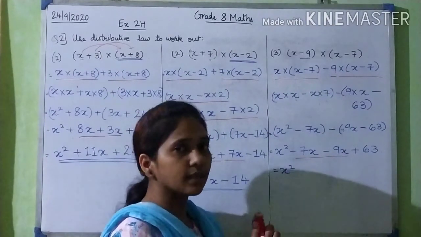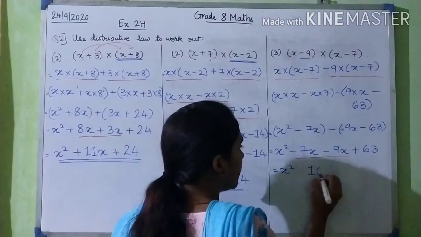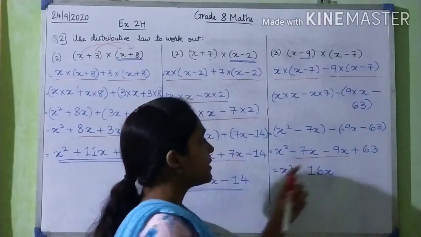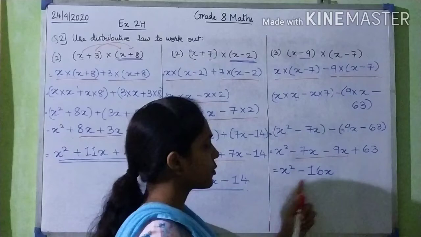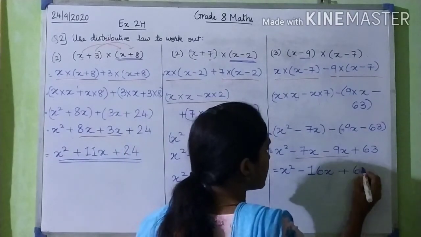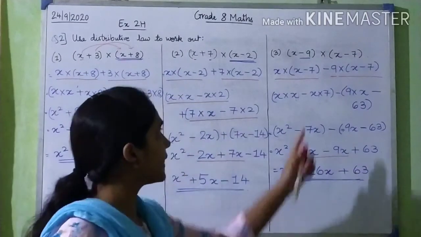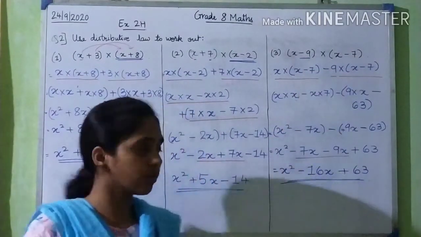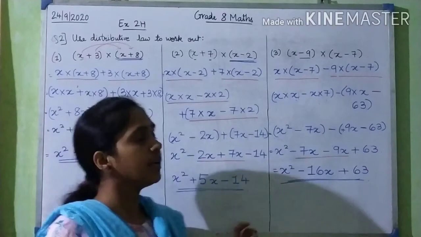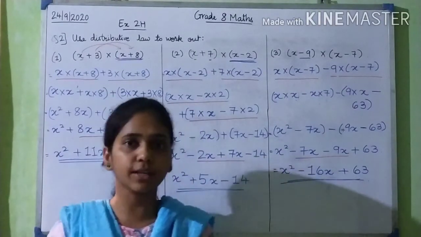9 plus 7 is 16. Okay? And as both the numbers are minus, the answer will also be minus. So x square minus 16x plus 63. So this is our final answer, the product of these two expressions. Okay? So this is the way we solve the product of two given expressions.